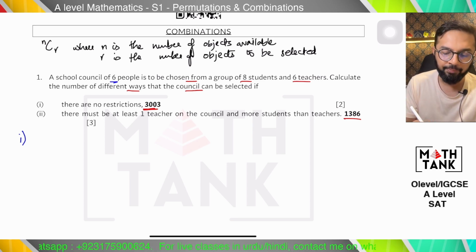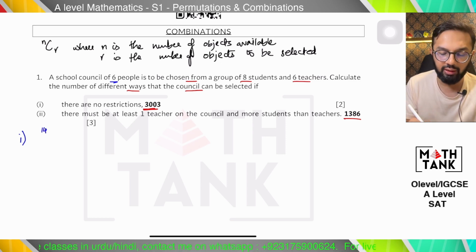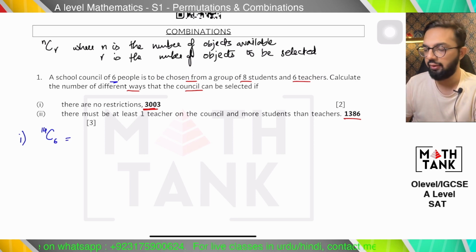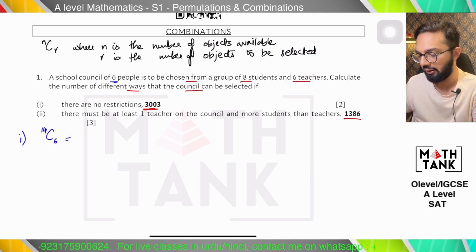We'll talk about that. Okay, so there are 14 people who are available. And how many do I want to select? I want to select six. So let's calculate 14C6 on our calculators.